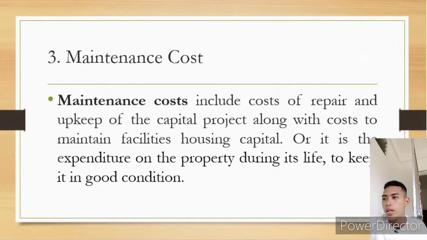Right? Next, maintenance cost. Number 3 is maintenance cost. Maintenance costs include the cost of repair and upkeep of the financial or capital project, along with the cost to maintain facilities housing capital. Or it is the expenditures on the property during its life to keep it in good condition. From the word maintenance, we do maintenance on our vehicles, our houses, and every equipment that we have. Because everything corrodes through time, and maintenance is one of the best ways to prolong the life of the equipment, of the things that we want to have.